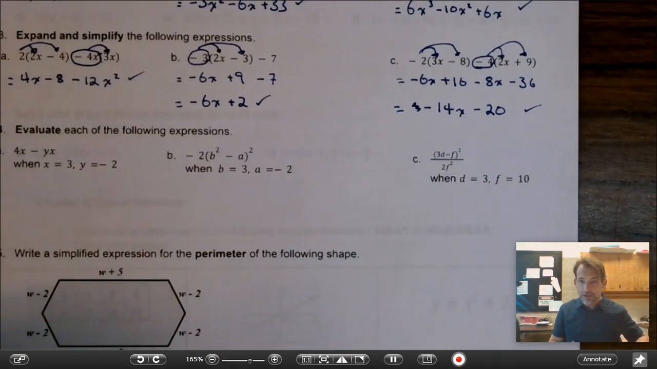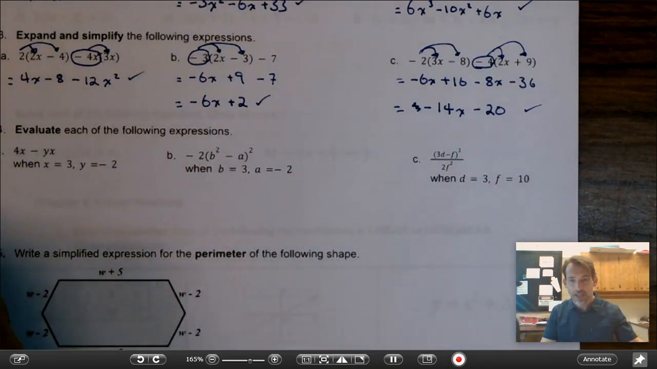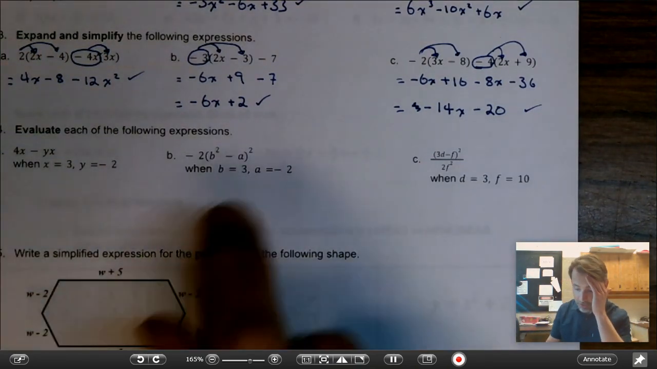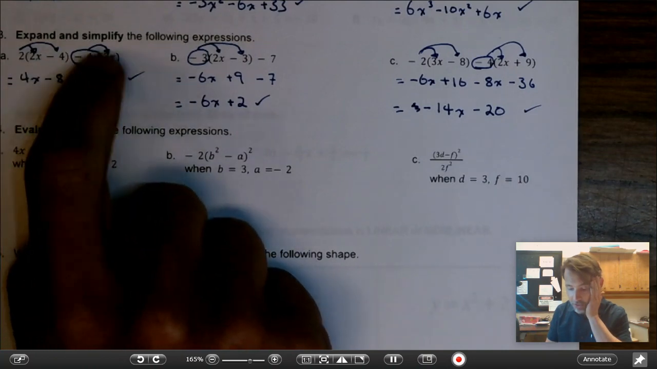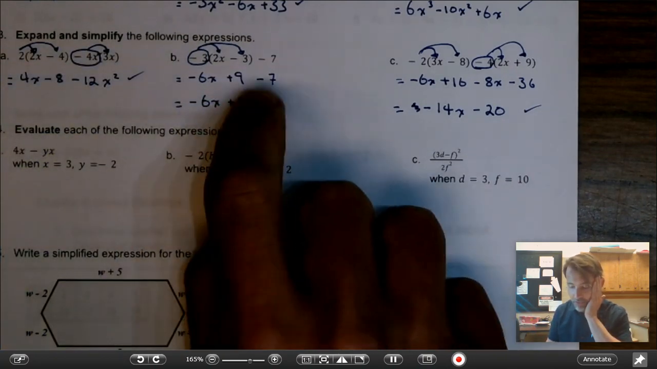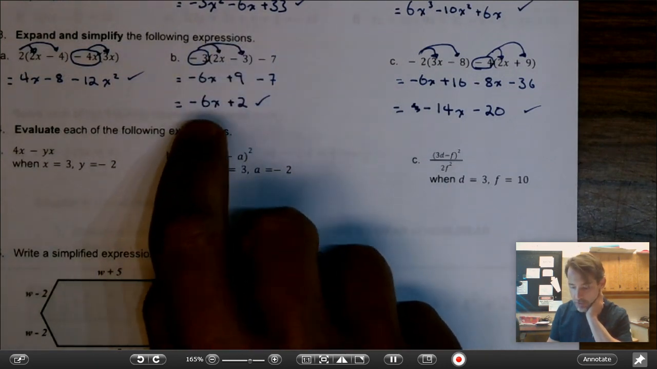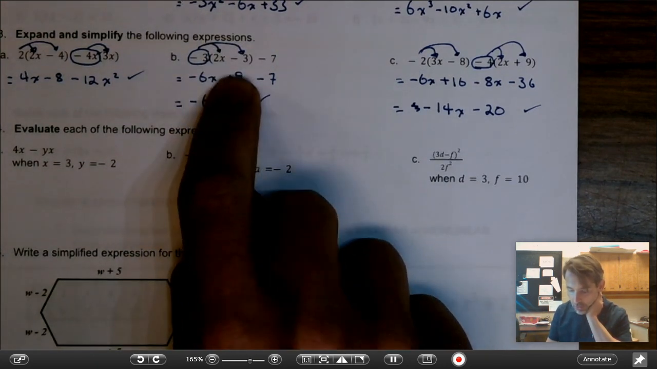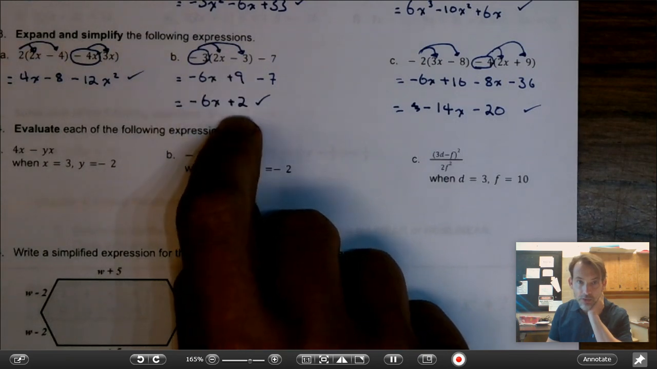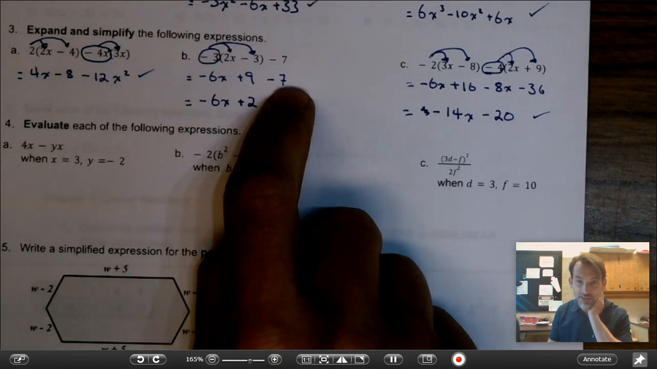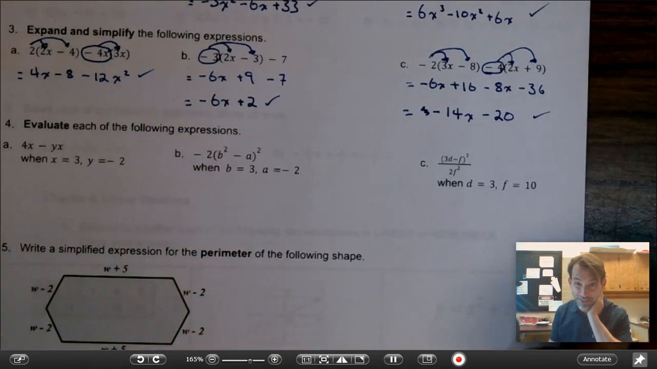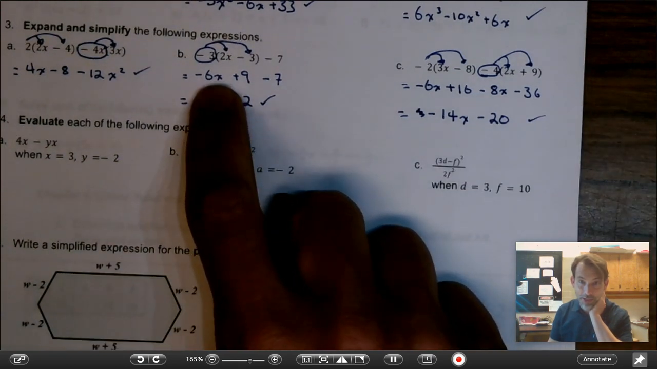Now, you can't really check these on a calculator, can you? The way I was showing you before, different things that you could do. But you can look at these things and say, have I been equivalent at every line? So one thing you could do is work backwards. Minus 6x plus 2, go up a line and say, oh, 2 becomes plus 9 minus 7. Yeah, that makes sense. Plus 9 minus 7 is 2. And minus 6x stayed minus 6x.